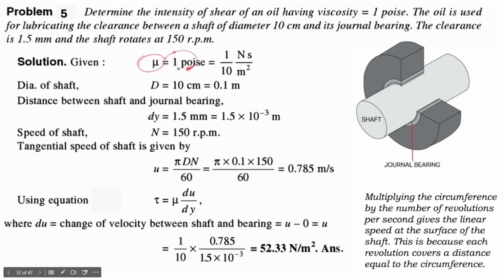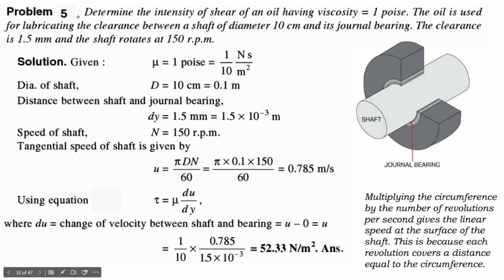Mu is 1 poise, and you know that 1 poise is equal to 1 by 10 Newton second per meter square, right? Where Newton second per meter square is the SI unit, right? The SI unit is Newton second per meter square. This is not poise, so you need to divide the value of poise by 10.